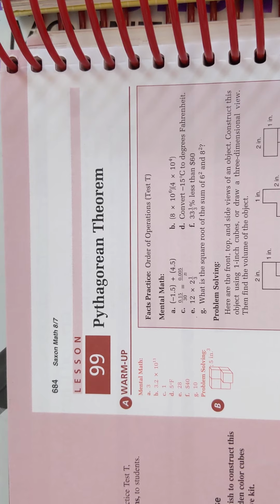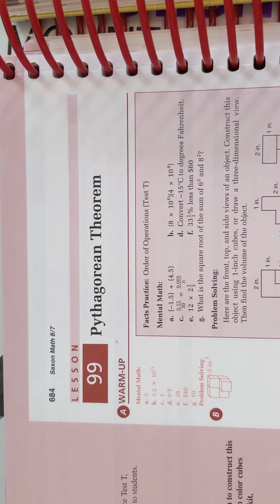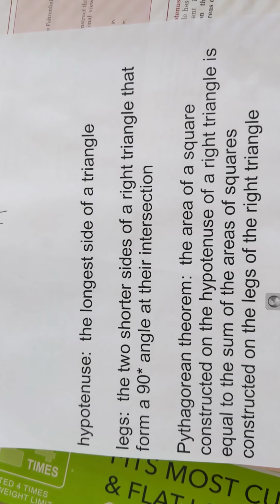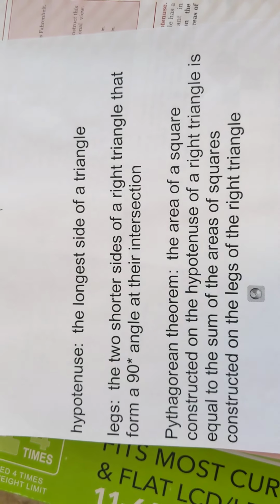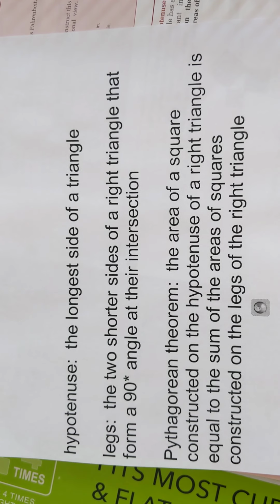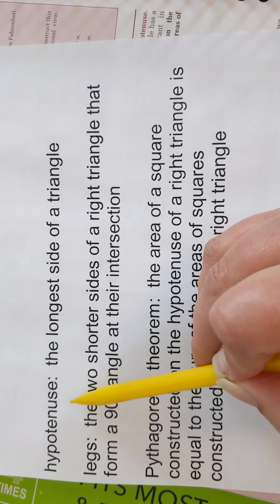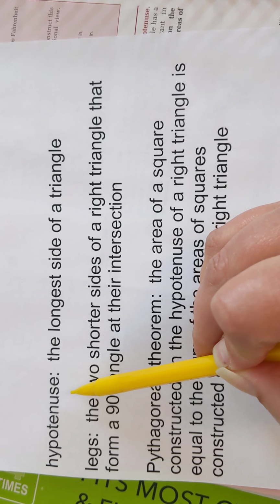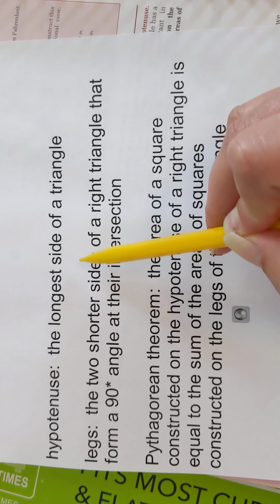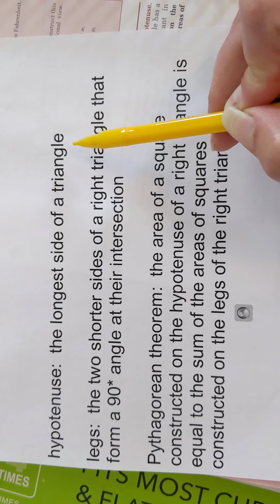Let's talk about lesson 19, the Pythagorean theorem. There are a couple of things about triangles that we need to make sure we understand before we can understand the Pythagorean theorem. One of those things is, what is a hypotenuse of a triangle? The hypotenuse of a triangle is going to be the longest side of a triangle.